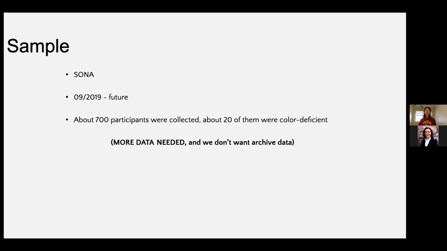So although we've got about 700 participants, only about 20 of them were color deficient, which is not ideal because much more data is needed to help us analyze the data. And since we're also interested in different kinds of categories of CVD, we just need more and more data.